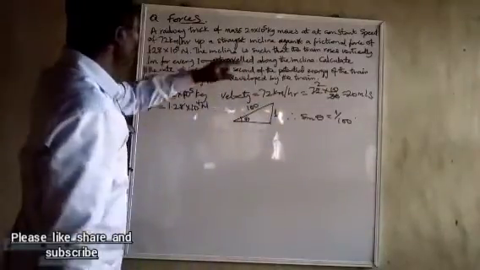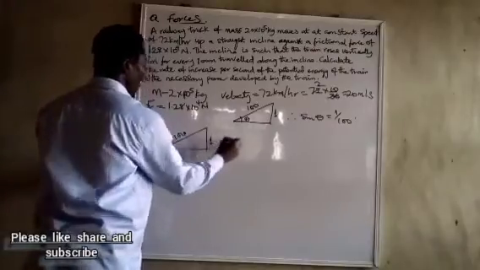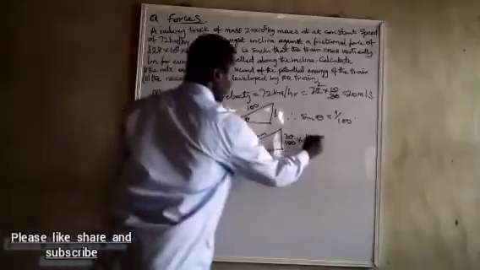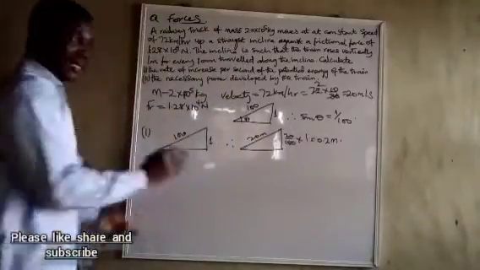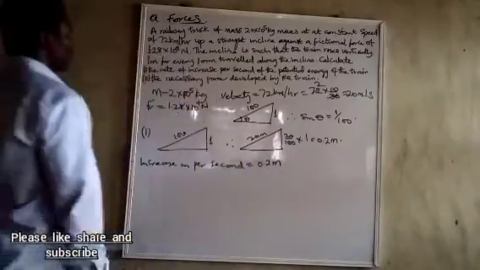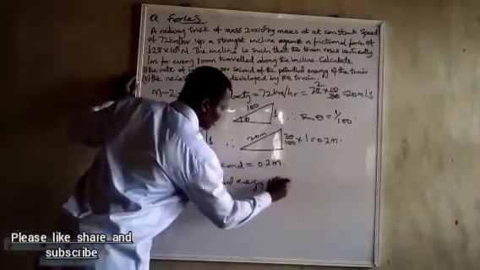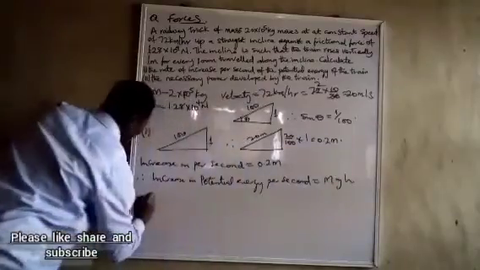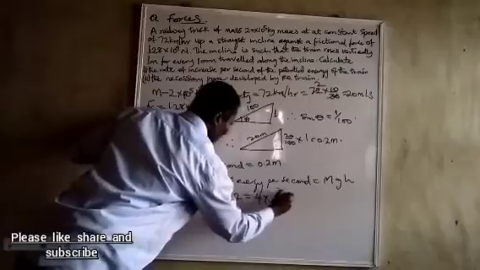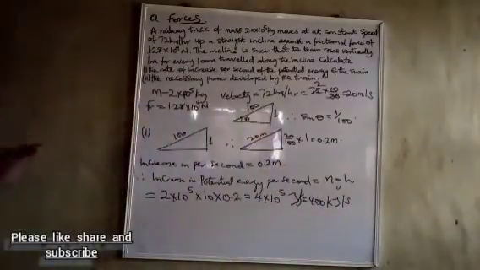Now, we are asked the rate of increase per second of the potential energy of the train. From this information, we can see that when it moves 100 meters, the height increases by 1 meter. Therefore, when it moves 20 meters, the height increases by 20 over 100 times 1, which is 0.2 meters. So the increase in height per second is equal to 0.2 meters. So the increase in potential energy per second is equal to mgh, which is 2 times 10⁵ times 10, that is g, times 0.2, which gives 4 times 10⁵ joules, or 400 kilojoules per second. So that will be the increase in potential energy per second.